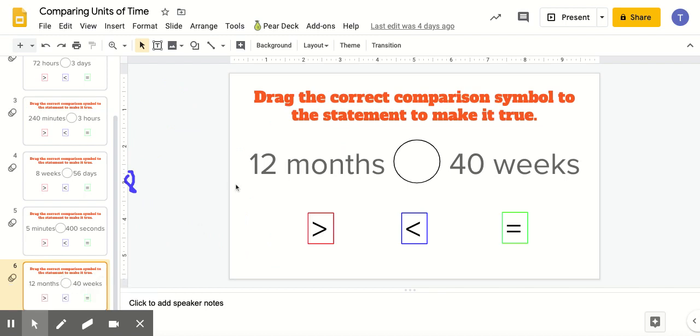Okay, your last example is 12 months and 40 weeks. We're trying to figure out which one is greater. So you know that a month is longer than a week. So we're going to change your 12 months into how many weeks. So I have 12 months. I don't know how many weeks that is yet. 1 month is 4 weeks.